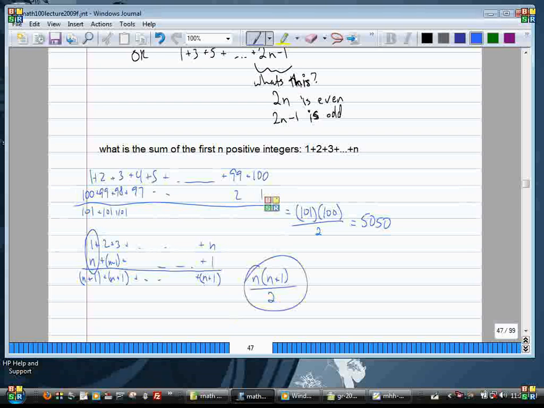Yes? So on top, the 101 would be N plus 1 and 100 N plus. Exactly.